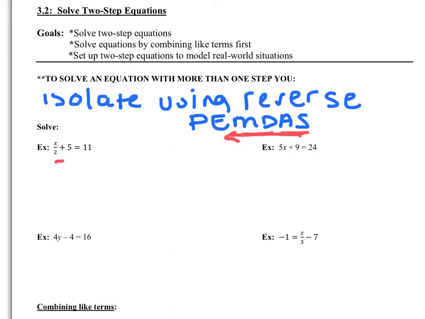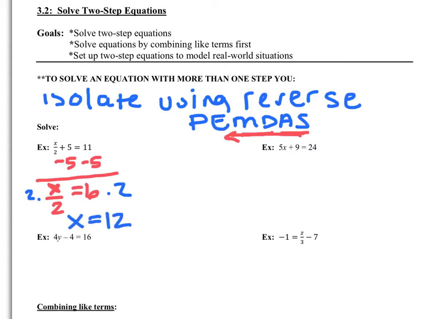So to get rid of the 5, I would minus 5 from both sides. I bring everything else straight down, including my equal sign. 11 minus 5 is 6. And over here we'd still have the x over 2. Now to get rid of x being divided by 2, you would multiply both sides by 2. Remember, your 2's would cancel. And you would end up with x equals 12.